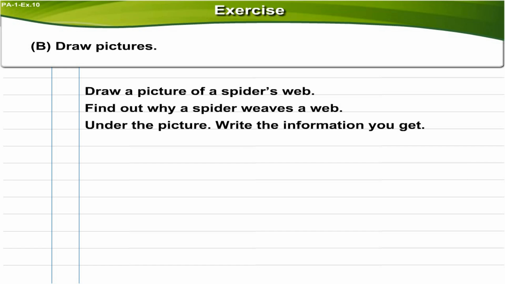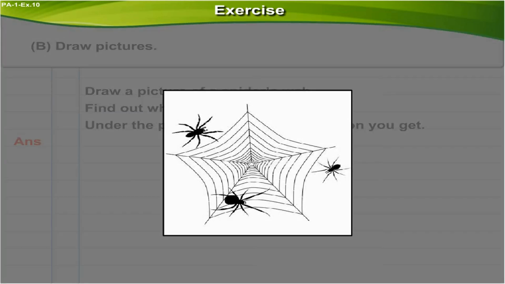Draw pictures. Draw a picture of a spider's web. Find out why a spider weaves a web. Under the picture, write the information you get. Well, this is the picture of a spider's web.